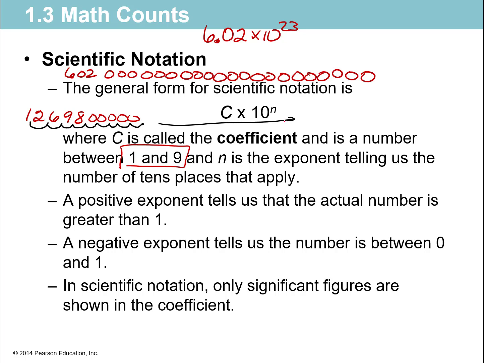In scientific notation, I'm only going to list significant figures. So how many significant figures does this have? 5. So I'm going to have 1.2698. I leave those zeros at the end off because they don't have a decimal after them, so they're not significant. And then I say times 10 to the 9. So when a number is bigger than 1 and you change it to an exponent, it's always a positive exponent.